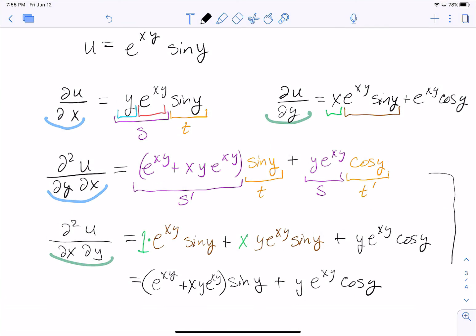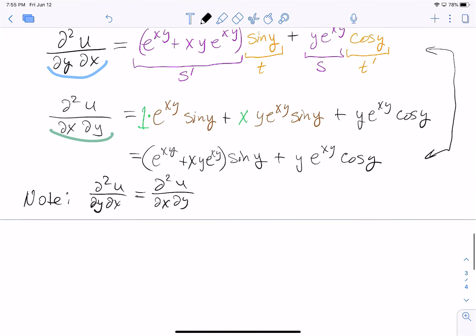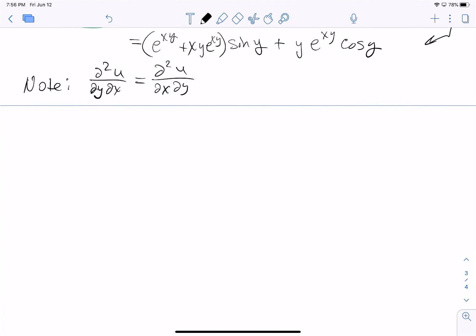Do you notice that the results matched from when we first differentiated with respect to x and then with respect to y? We get the same thing if we differentiate with y and then with respect to x. We can formally say that the second partial of u, first with respect to x, then with respect to y, is equal to the second partial of u, first with respect to y, then with respect to x. This was not just a cleverly written problem. It actually is a verification in this case of something called Clairaut's theorem.